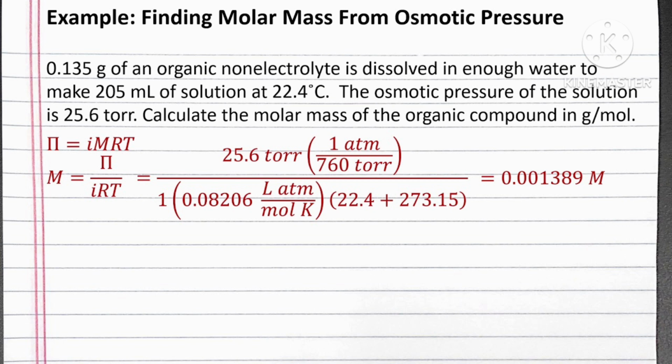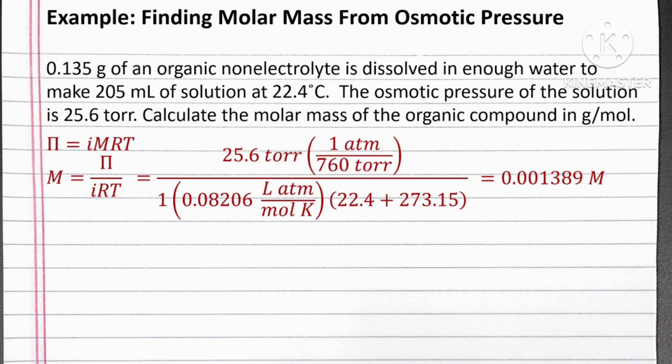Same way for KB, you can write the same formula: R into M1 into TB square. Here for freezing you write TF square, and here for boiling, TB square, divided by 1000 into delta H of vaporization. Boiling is related to vaporization or evaporation, so here delta H of vaporization.